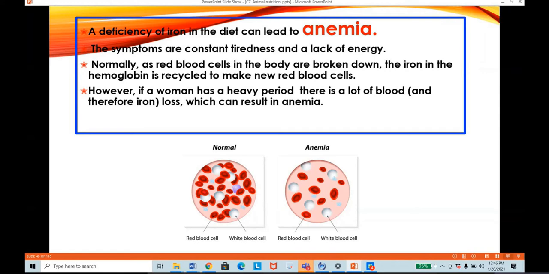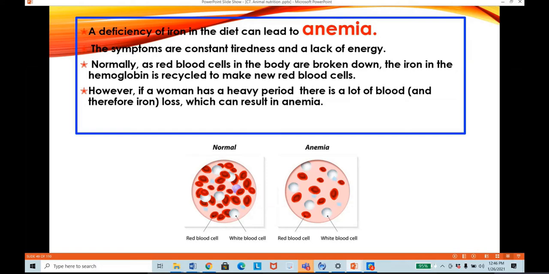So you feel tired constantly and lack energy, and this is because the lack of iron is related to the lack of RBC production in your body. Normally, as RBC in the body are broken down, the iron in the hemoglobin is recycled to make new RBC, right? However, if a woman has a heavy period, then there is a lot of blood and therefore iron loss, which can result in anemia. As it is, young girls are losing a lot of blood in their period. So this blood which you are losing needs to be compensated. Otherwise, you will be anemic.